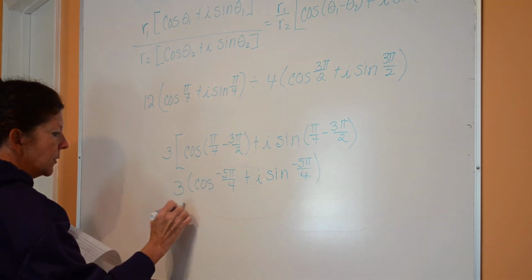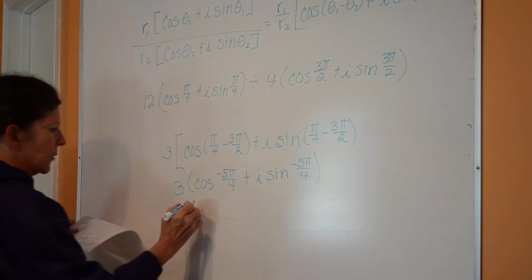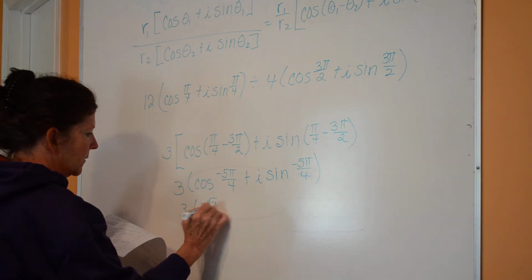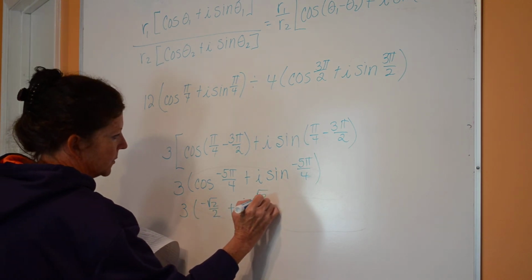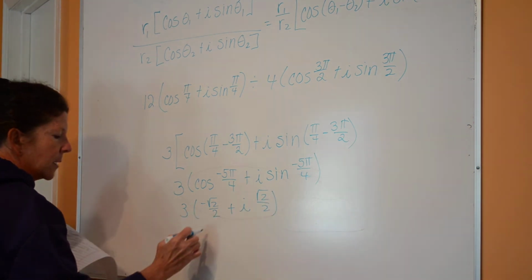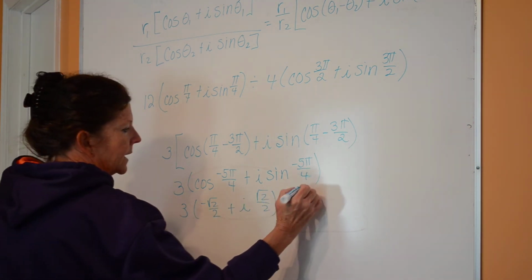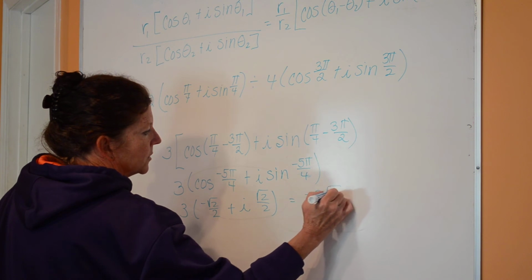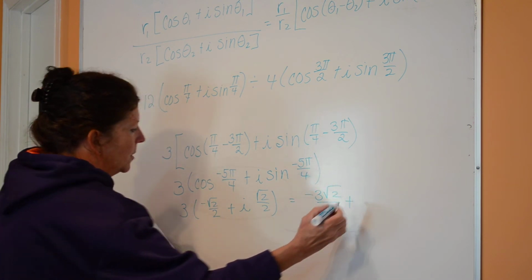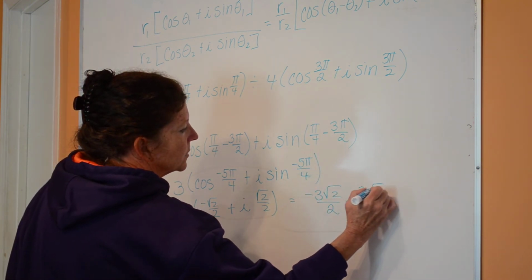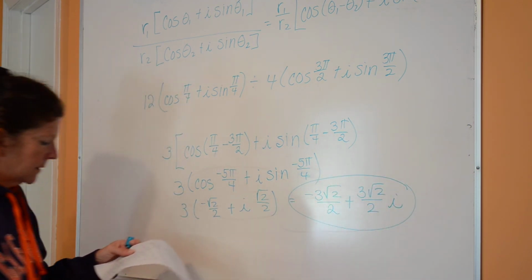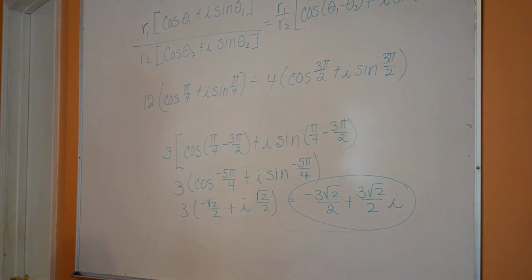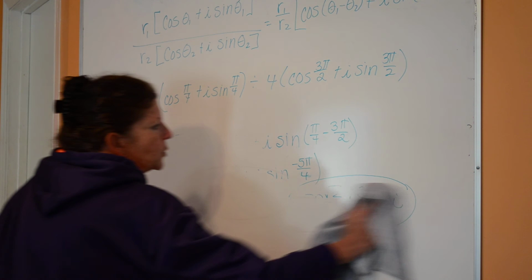And then my cosine value at negative 5 pi over 4 is negative square root of 2 over 2. And the sine value is the positive square root of 2 over 2. So when I multiply this, my final answer is negative 3 square root of 2 over 2 plus 3 square root of 2 over 2 i. And remember the i goes at the end. All right, I'm going to have you try one and then I'll give you some homework on it. So this was kind of a short section.